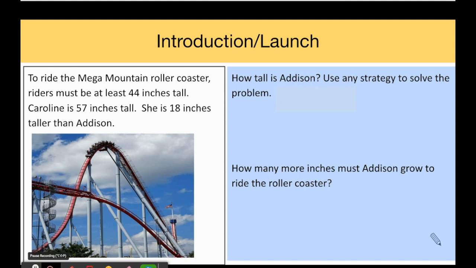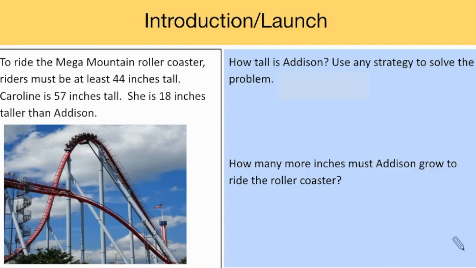All right, the first thing we have to figure out is how tall is Addison? The way to figure that out is by using the information we know to help us figure out what we don't know. We can begin by drawing a number line and then plugging in the things we know. We can count backwards 18 numbers from Caroline's height, which we know is 57 inches. And that'll help us figure out Addison's height, which is 18 inches less than Caroline's.